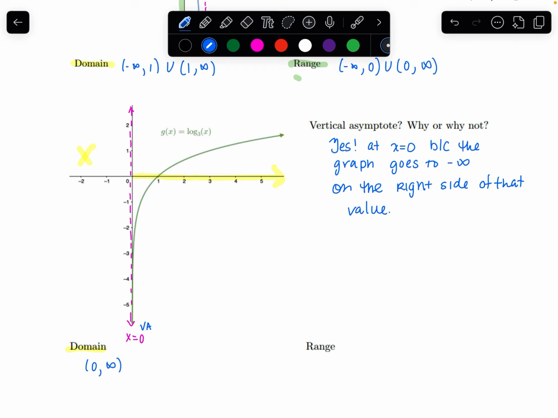For our range, the set of outputs along this axis, it looks like we have a graph that starts here at negative infinity and goes all the way up to positive infinity. This is going to keep growing even though it's got slow growth. It will in fact keep growing. There's no horizontal asymptote here, so our range in fact is all real numbers. So the interval from negative infinity to positive infinity.